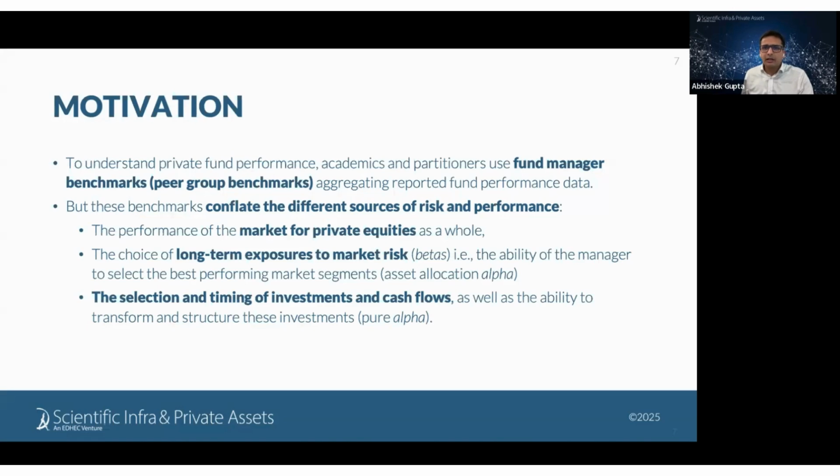And most importantly, each fund or manager has a strategy to select investments, and they follow a timing of cash flows as well. And that also gets blended. We call this pure alpha, and that's also blended across managers into these benchmarks.